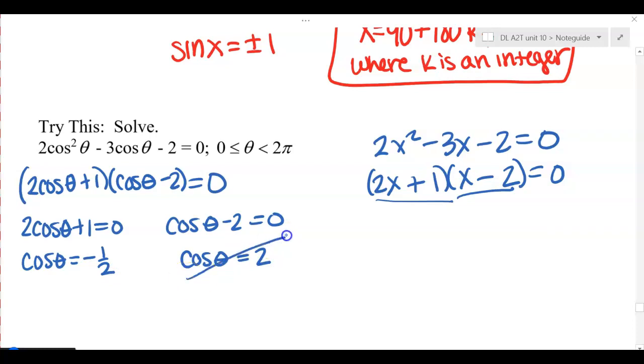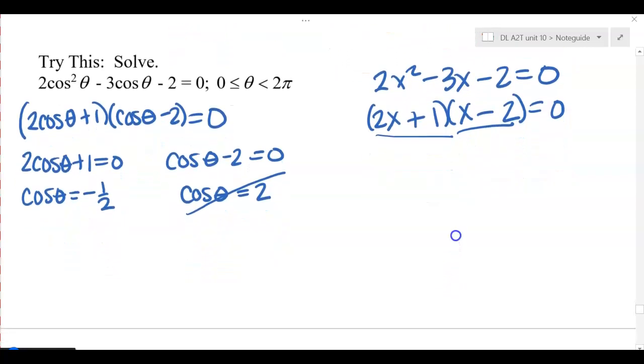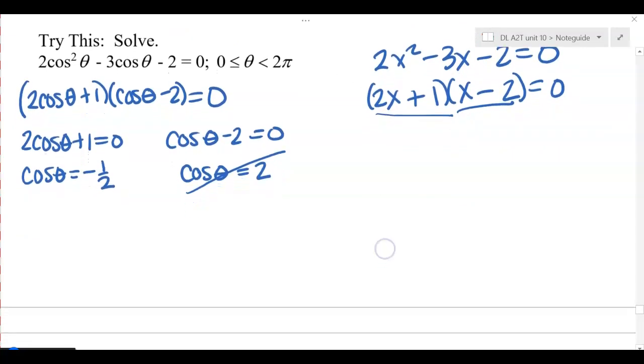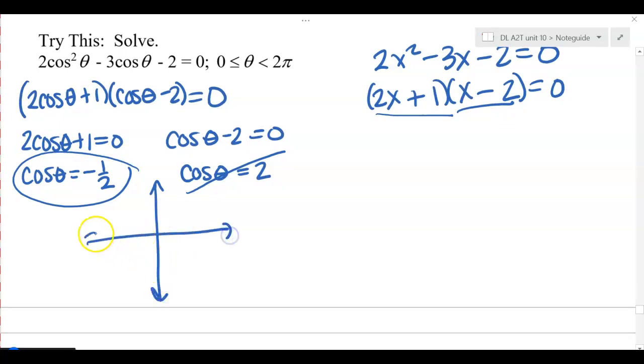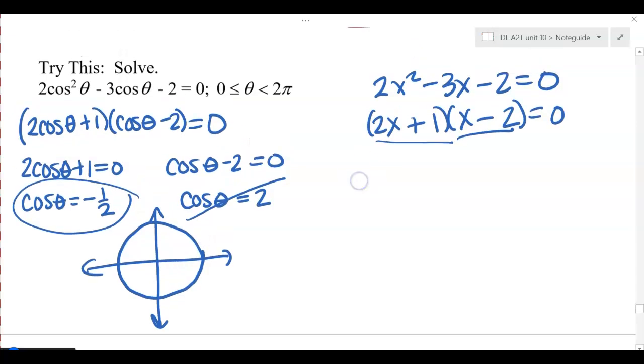2 is not possible. Remember, the cosine's highest value is 1 because it's the ratio of the x value over the radius, and the greatest value of the x value would be the same as the radius. There's no way it could ever exceed 1. So that's not a possibility. So I'm only going to look for these solutions where cosine of theta would equal -1/2. So I'm going to think about where those would be on the circle. So cosine equal to -1/2 would happen at 60, sorry, that's not 60.